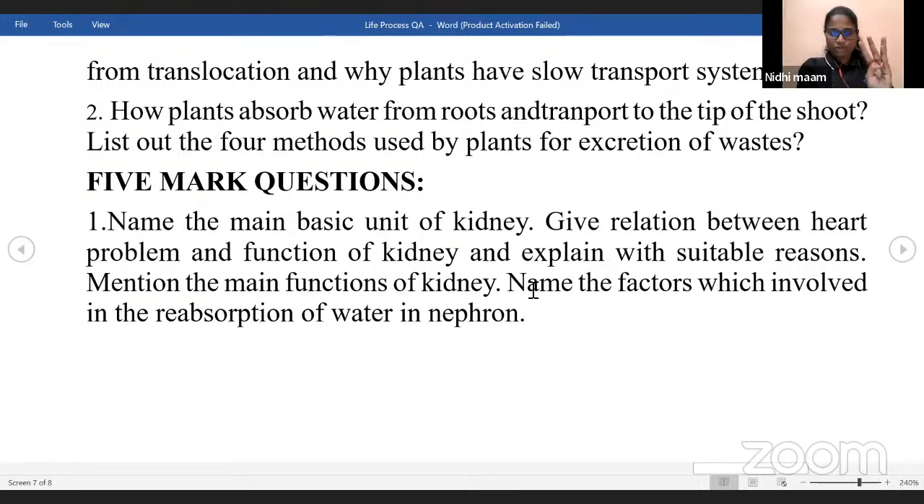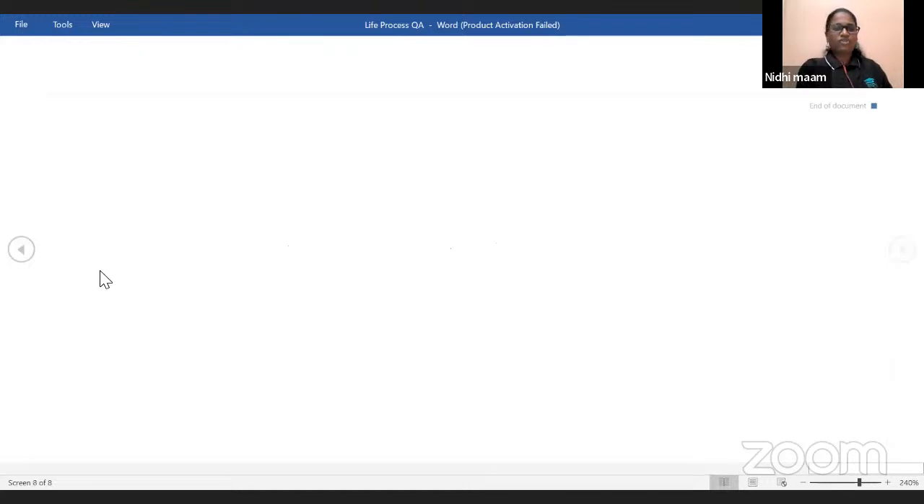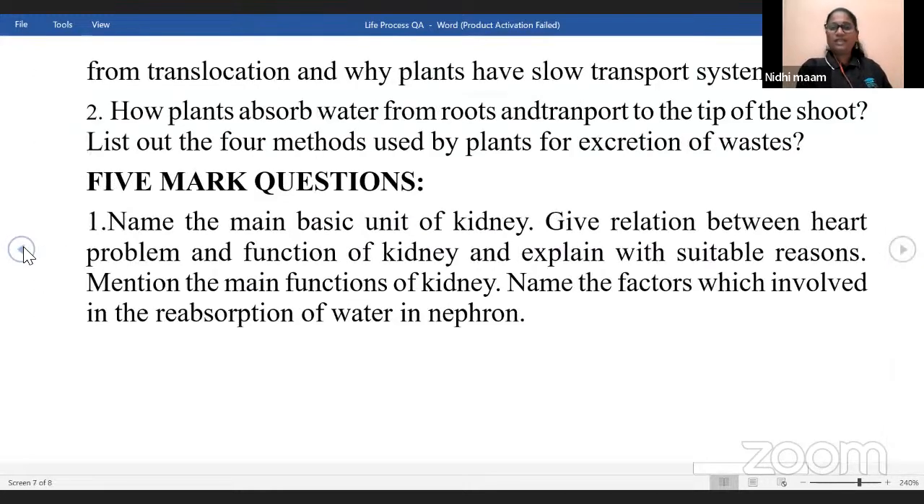Next, main functions of the kidney we have to write. Filtration of blood, maintaining of the pH, urine formation. Name the factors involved in reabsorption of water in the nephron. Amount of water present in our body, and the percentage of solutes dissolved in the water. So these all are the important questions from the life process chapter. These questions are taken from previous CBSE as well as board question papers.